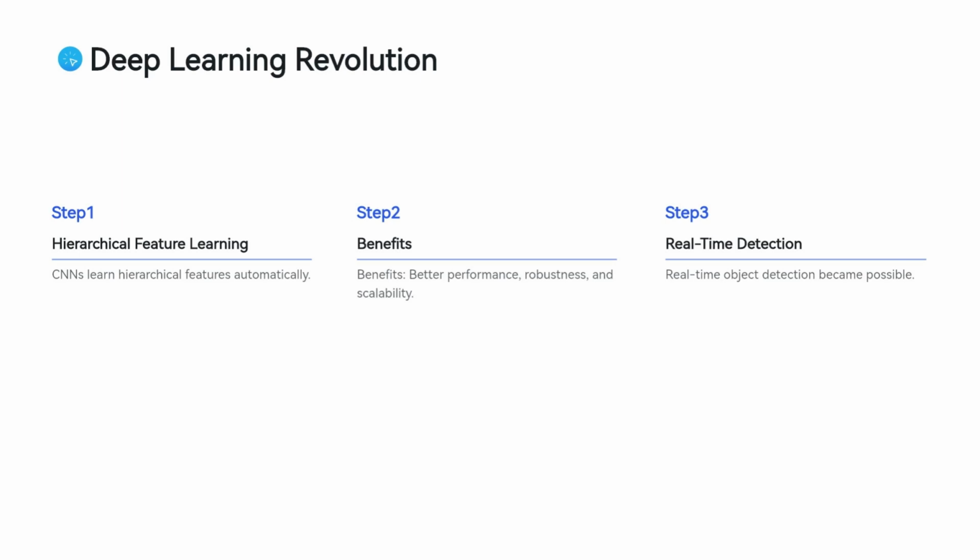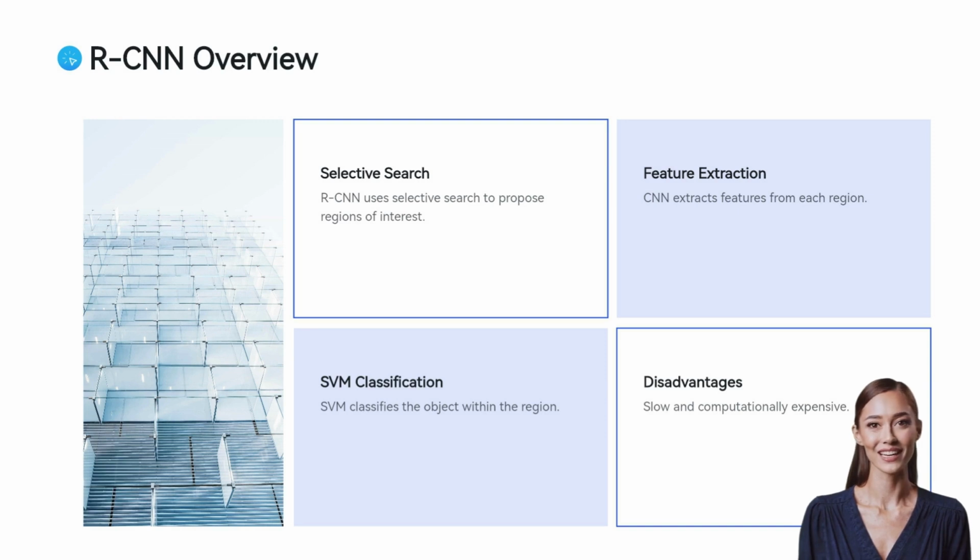The introduction of CNNs led to a significant leap in performance, enabling real-time object detection, a key milestone for applications like autonomous driving and video surveillance. The RCNN, region-based CNN, was one of the first successful deep learning-based object detection methods.